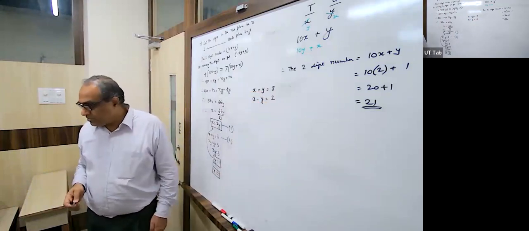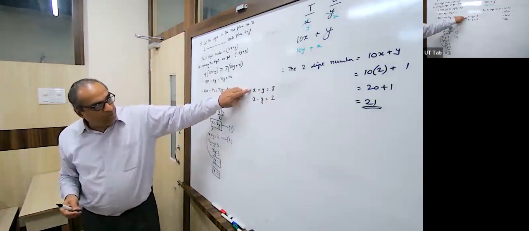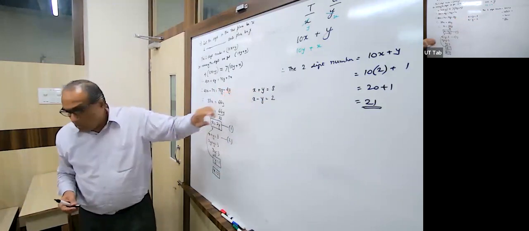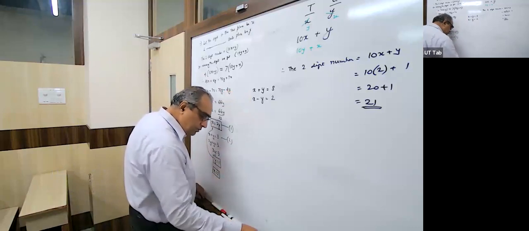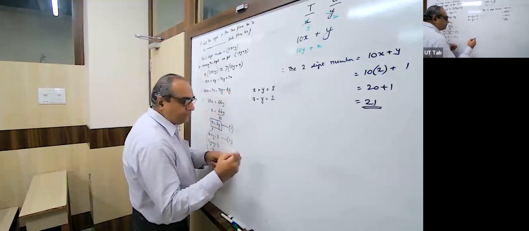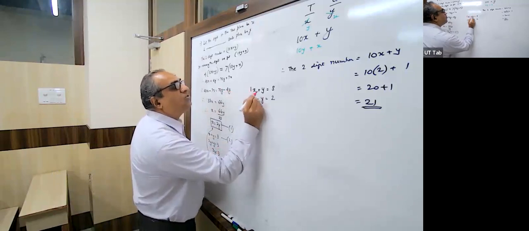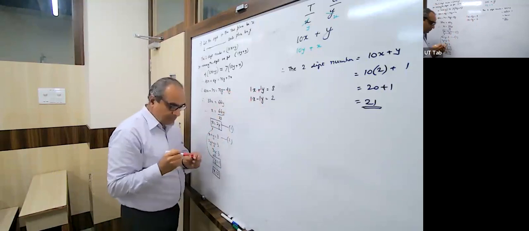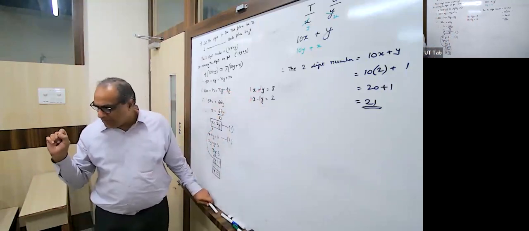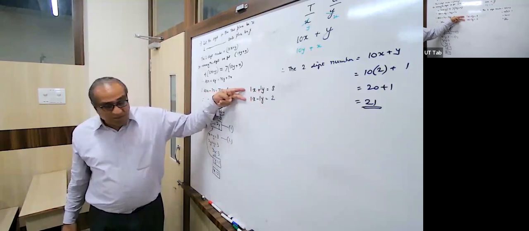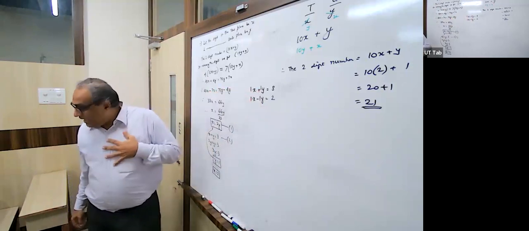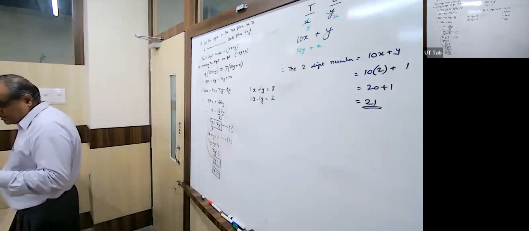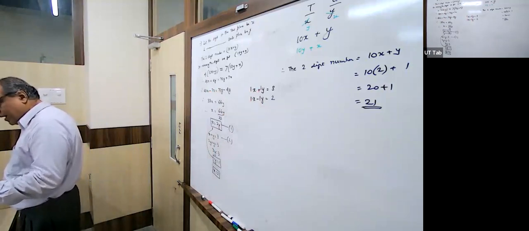Solve by elimination method. Now, what's the coefficient of x here? 1. What's the coefficient of x here? 1. What's the coefficient of y here? 1. Here, minus, but numerically same, 1. So, in the given two equations, I can either eliminate x or I can eliminate y.